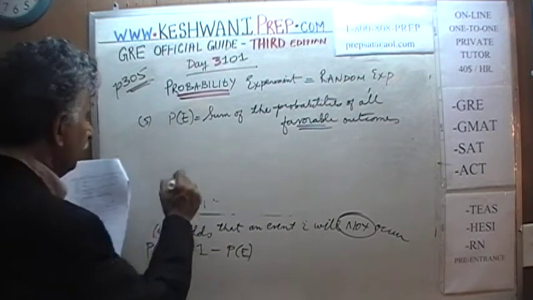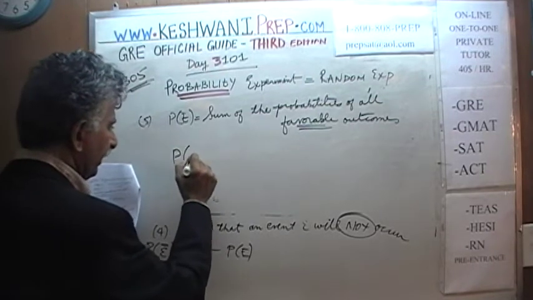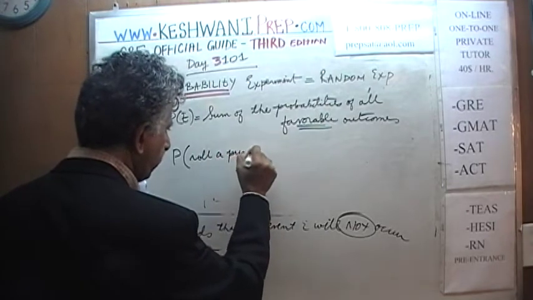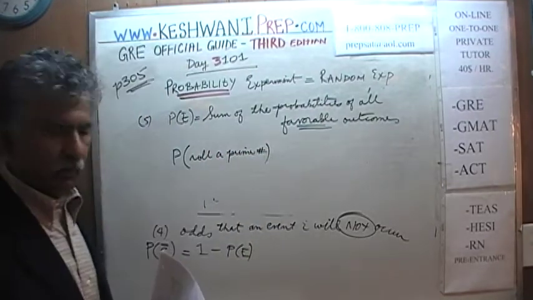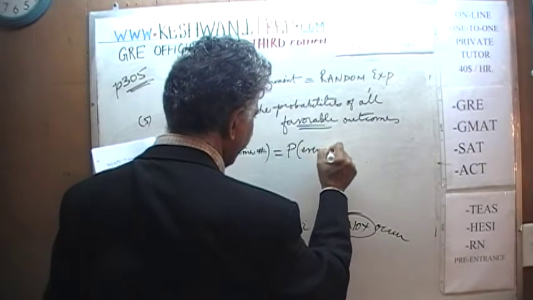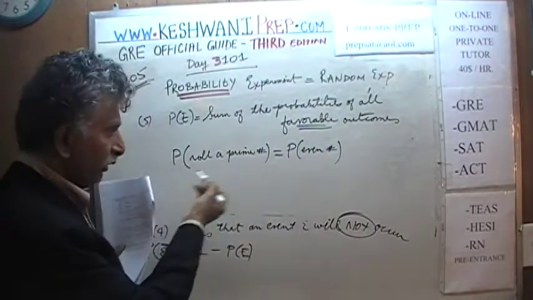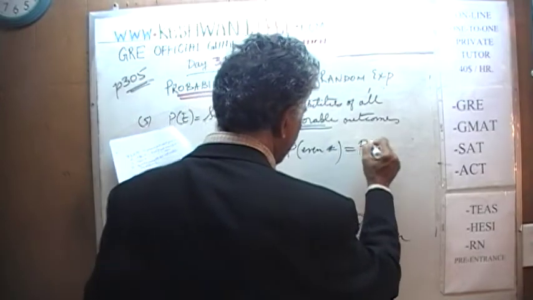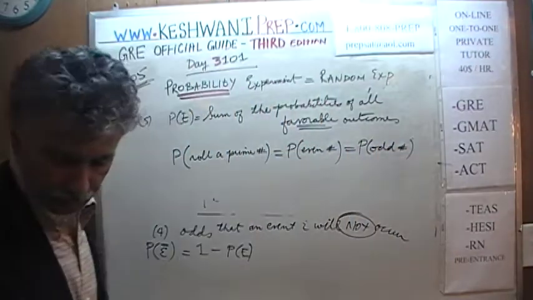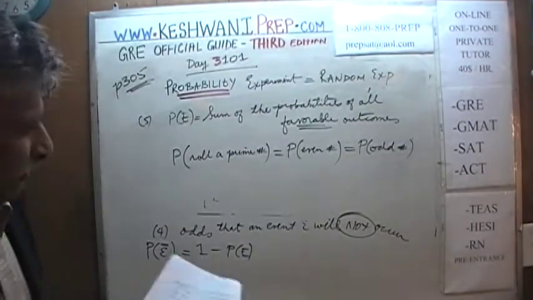That's important: the sum of the probability of all the favorable outcomes. For example, we just talked about it. What's the probability that I roll a prime number? Or for that matter, what are the odds that we roll an even number when we roll a dice? What are the odds that we roll an odd number? I'm putting them equal to each other because they just happen to be equal to each other.